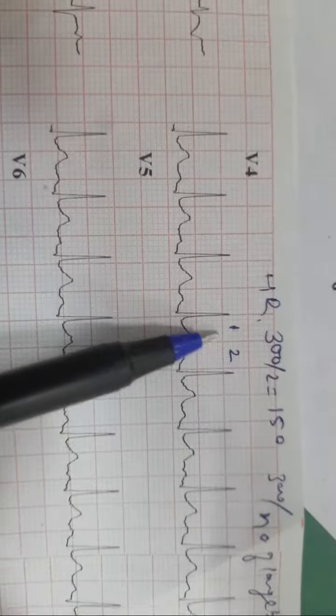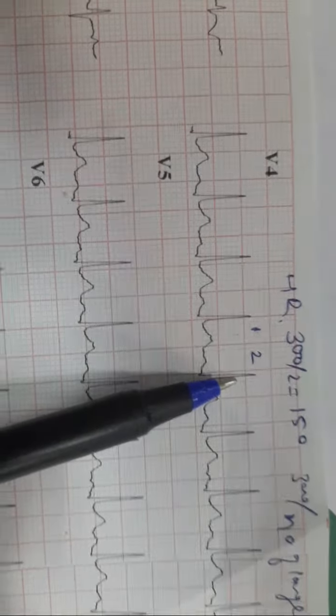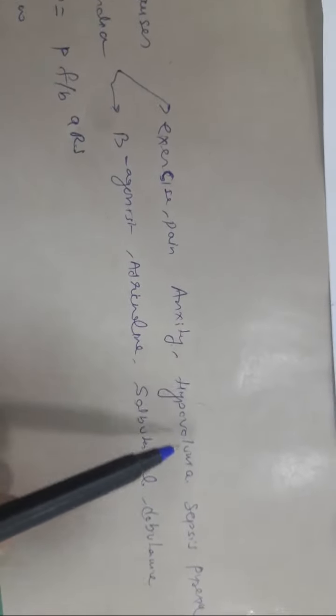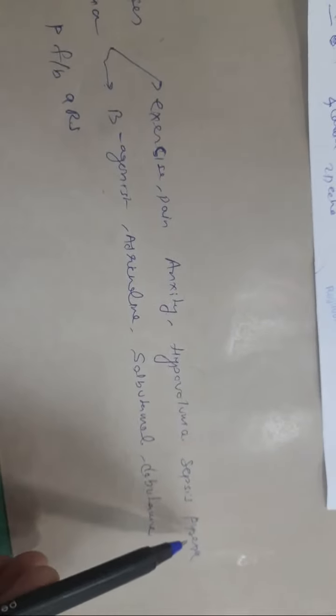300 divided by 2, 1 large box, 2 large boxes. Now come the causes. Causes may be non-pharmacological or pharmacological. A few causes I will mention here: exercise, pain, anxiety, hypovolemia, sepsis, and fever, pyrexia.